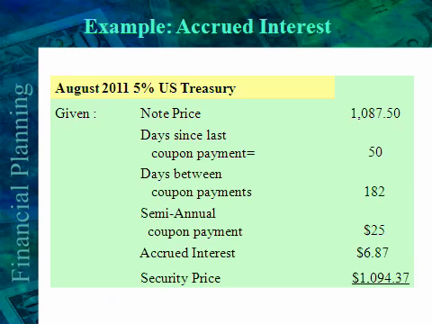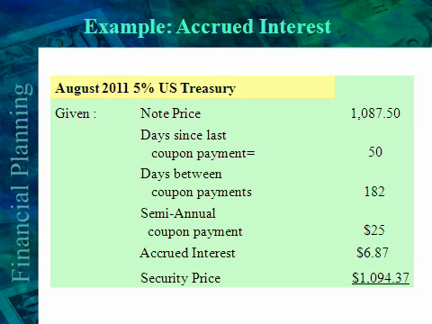You already calculated the note's price of $1,087.50. So now you need to know the accrued interest. First of all, let's determine the semi-annual coupon payment. The August 2011 note offers a 5% coupon. That coupon is quoted on an annual basis.